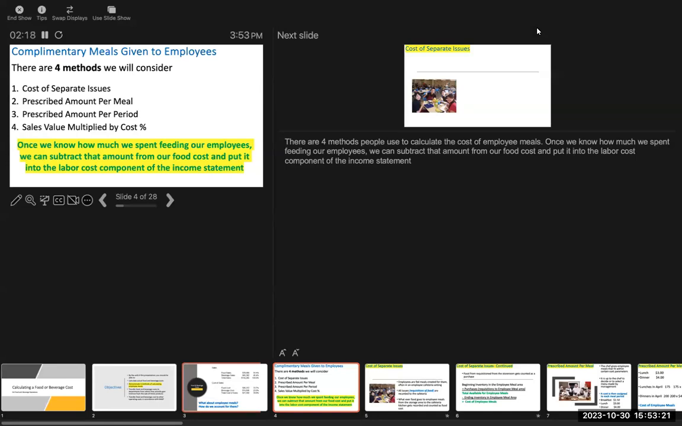There are 4 methods that we are going to go over and that you will need to calculate for the next quiz and for the final exam. So we use these 4 methods to calculate the cost of employee meals. Once we know how much we spend on feeding our employees, we can subtract that amount from our food cost and put it into labor cost, a component of the income statement.